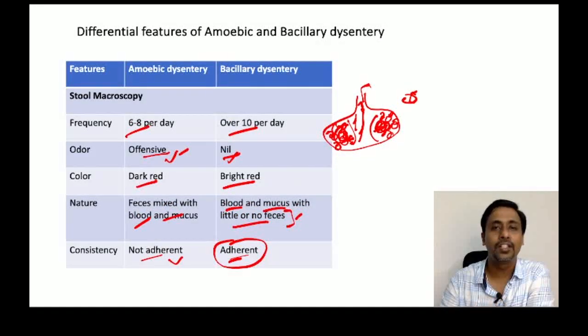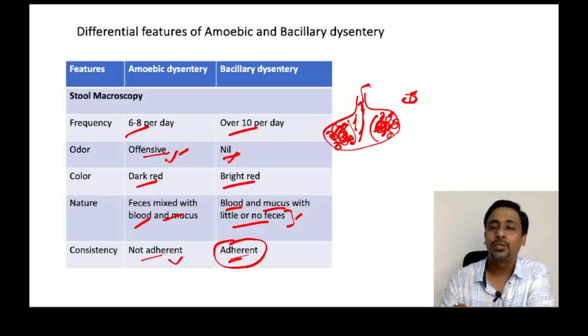Macroscopic differences between these two in the stool examination. The number of stools per day is higher in bacillary dysentery because of the ulcers and the toxin produced by them. The odor is offensive in amoebic dysentery because of the necrotic debris present, whereas there is no necrotic debris in bacillary dysentery. Because of that the color is dark red in amoebic dysentery, due to necrotic material and altered blood, and it is bright red in bacillary dysentery because of fresh blood passed in the stool.